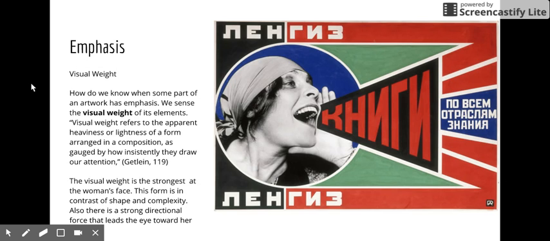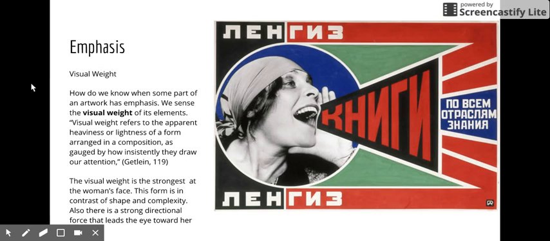We sense the visual weight of its elements, and visual weight refers to the apparent heaviness or lightness of a form arranged in a composition as gauged by how insistently they draw our attention. And this is a quote from the text that I think is quite good. That is, it stands out. There's a part of the image that stands out, and the visual weight is the strongest at the woman's face.